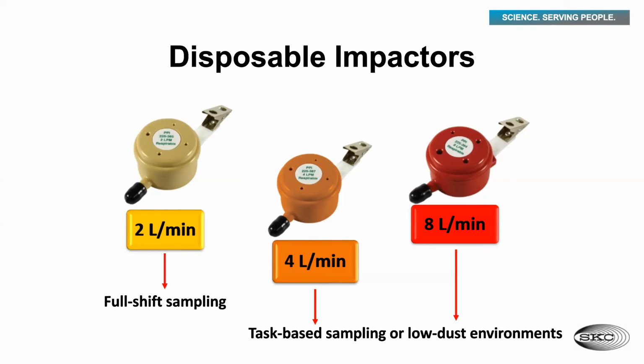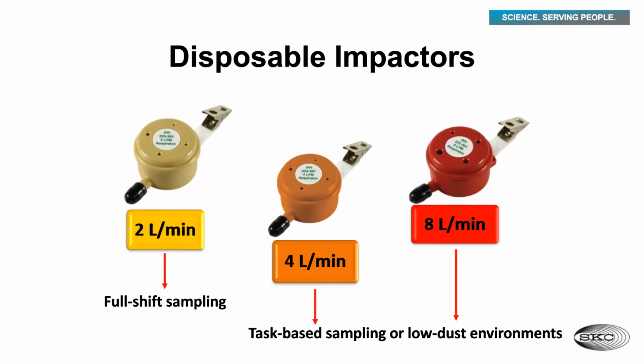So when we're talking specifically about cyclones or PPIs, you can't simply increase the flow rate, because you're going to change the cut point of that particular sampler. On the left, we have full shift sampling at 2 liters a minute. With normal amounts of dust, these PPIs can remove between 6 and 7 milligrams of dust from the air, and you can do that over the entirety of that shift.